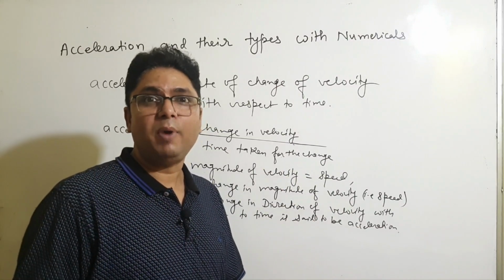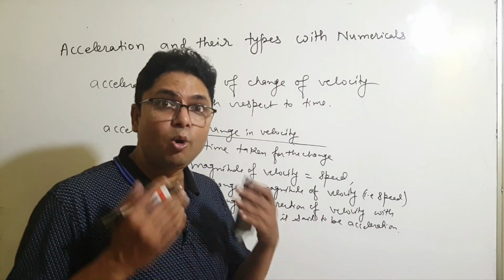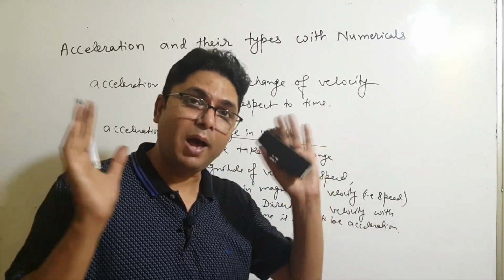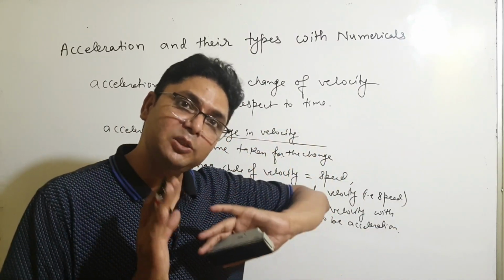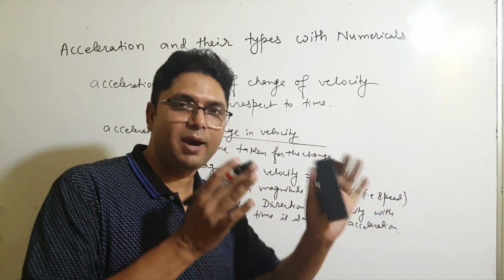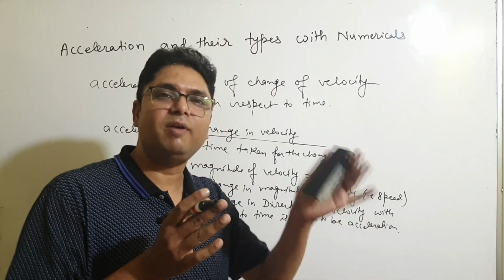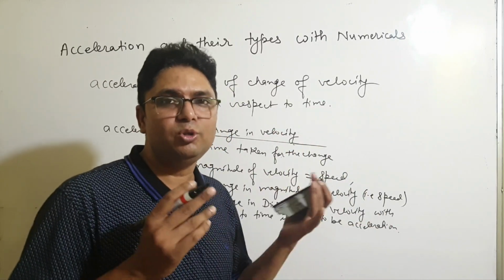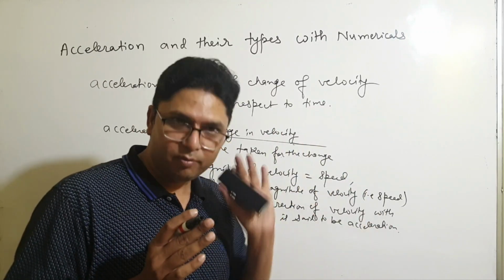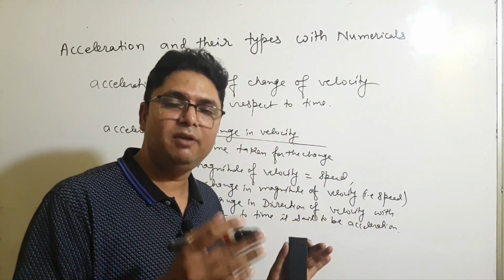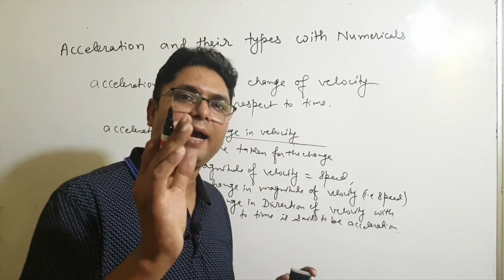This means that change in speed divided by time is also said to be acceleration, because acceleration means either change in magnitude of velocity or change in direction of velocity. So magnitude of velocity means speed. So change in speed divided by time is also acceleration. Change in direction divided by time is also acceleration. So change in speed or change in velocity with respect to time is said to be acceleration.